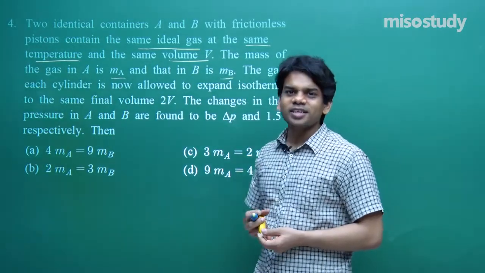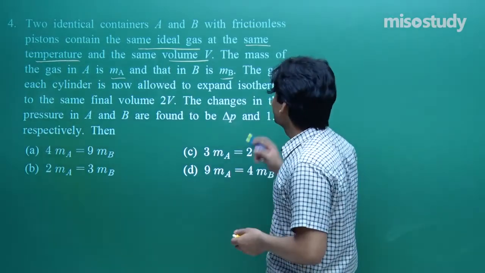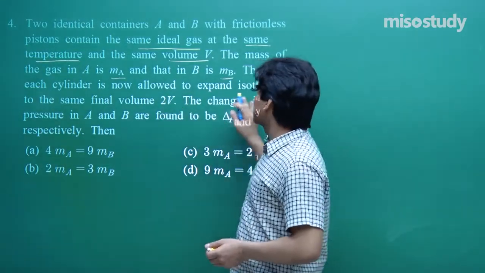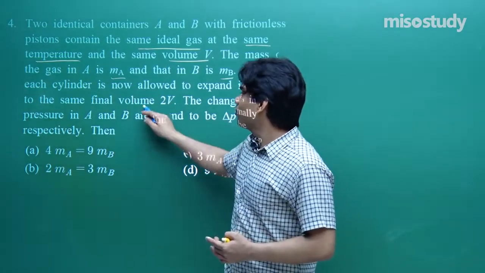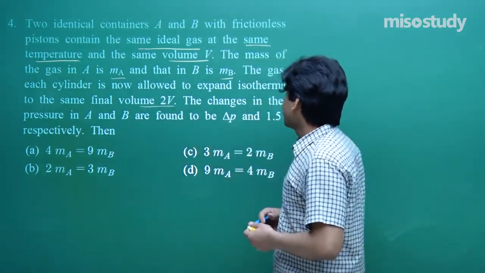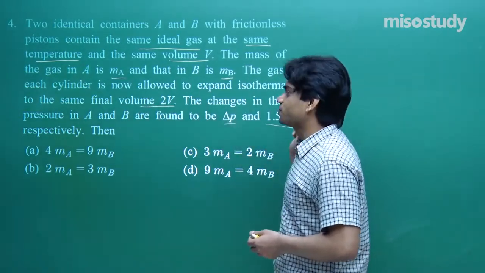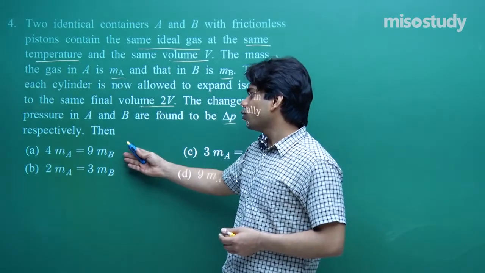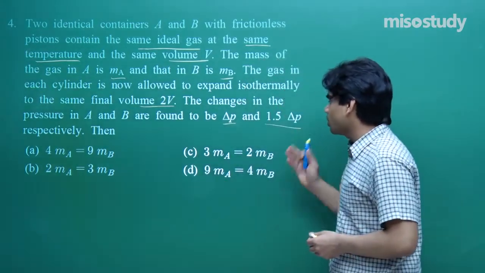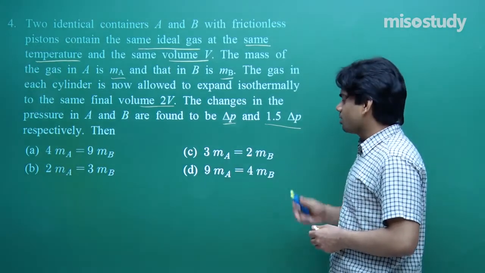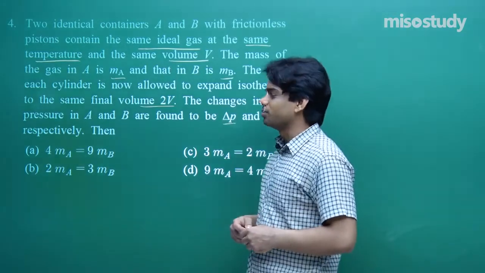If mass is different, volume is same, temperature is same, pressure will actually be different for both the gases. The gas in each cylinder is now allowed to expand isothermally, temperature remaining constant, to the same final volume 2V. The change in the pressure in A and B are found to be delta P and 1.5 delta P respectively. Then A 4 Ma equals 9 Mb, B 2 Ma equals 3 Mb, C 3 Ma equals 2 Mb and D 9 Ma equals 4 Mb. So, we have to compare the mass of gas in A and mass of gas in B.